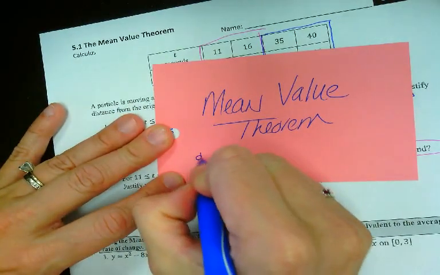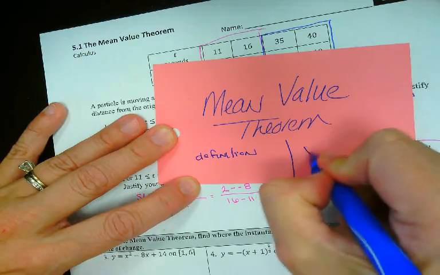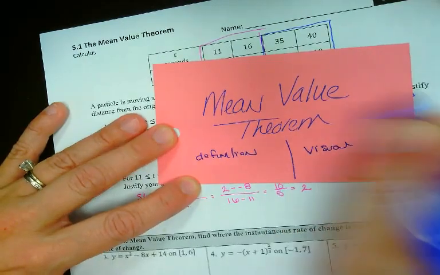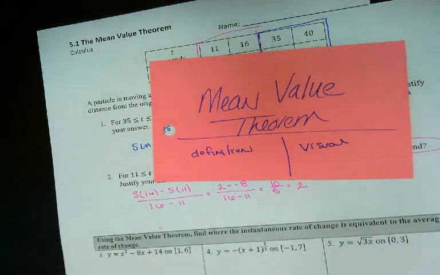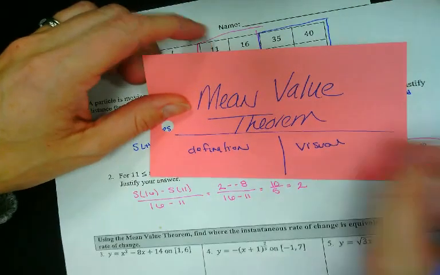And there's two things you want to know. You want to know the definition and then the visual of it. So I'm kind of thinking two things when I picture mean value theorem. I'm going to break it up on the back. I don't know why I put that on the front. Definition and then the visual of it.